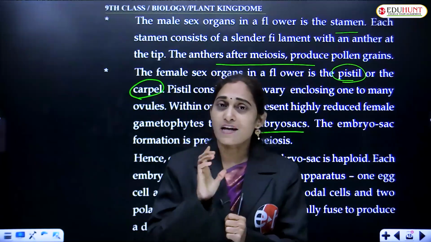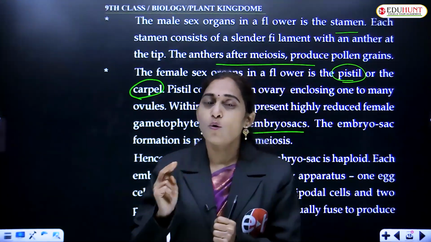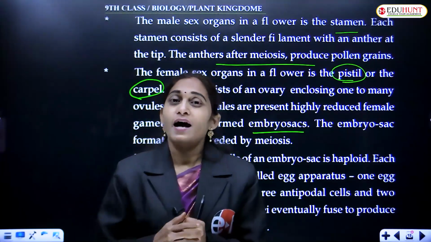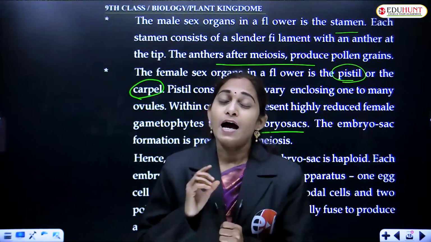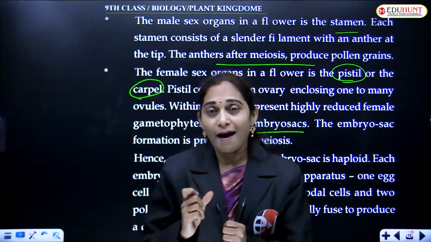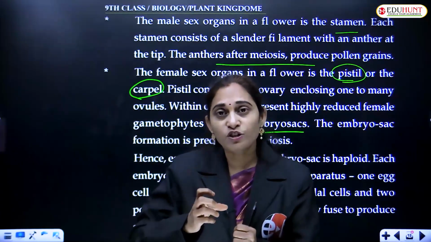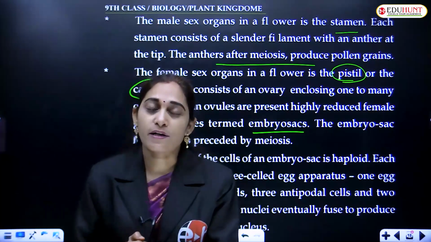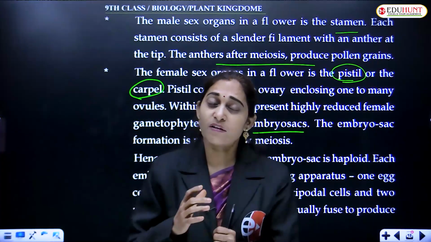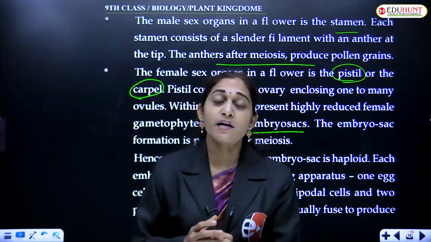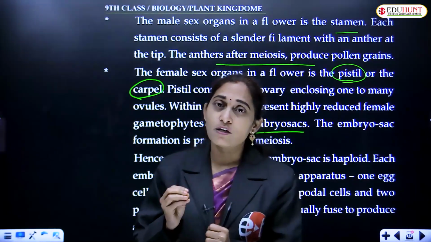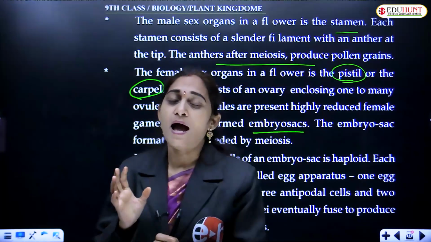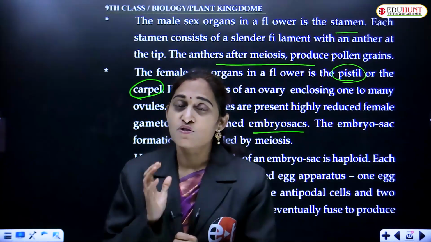Androecium consists of stamens, and each stamen has two important parts: the stalk called the filament and the tip called the anther. Anther is very crucial because it is the one in which the meiotic division takes place and it produces the pollen grains. Sometimes the filament may be reduced or absent, with anthers directly attached, but anthers must be there. Anther is the fertile part of the stamen.